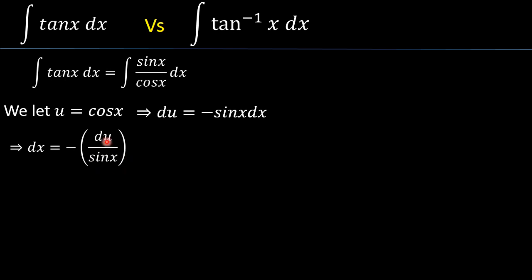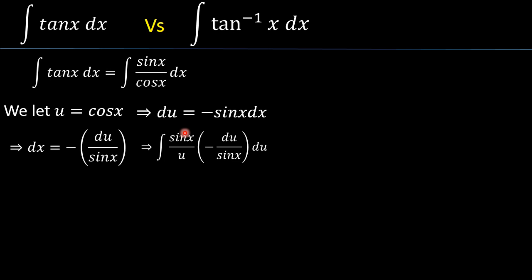Now our original integral turns out to be the integral of sine x over cos x, which is our u, then dx, which according to this is negative du over sine x. This du here is a mistake. It is not meant to be here, so erase it.